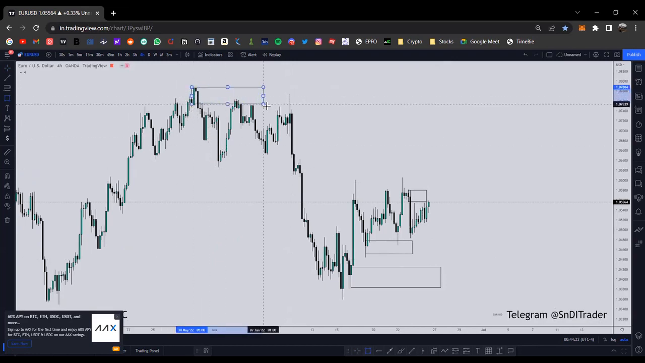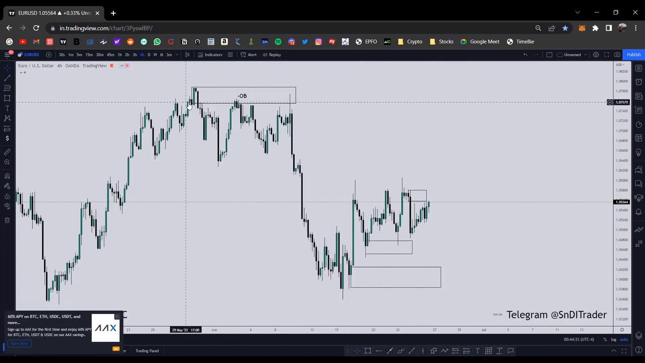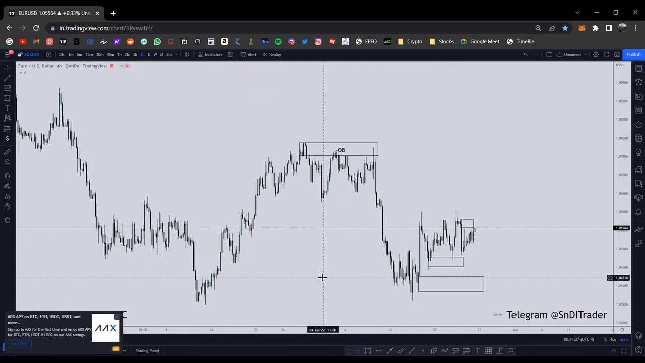move. So what happened again? Price tapped this candle and fell down. So this will be a bearish order block, and this can also be used as a supply zone. Understand?